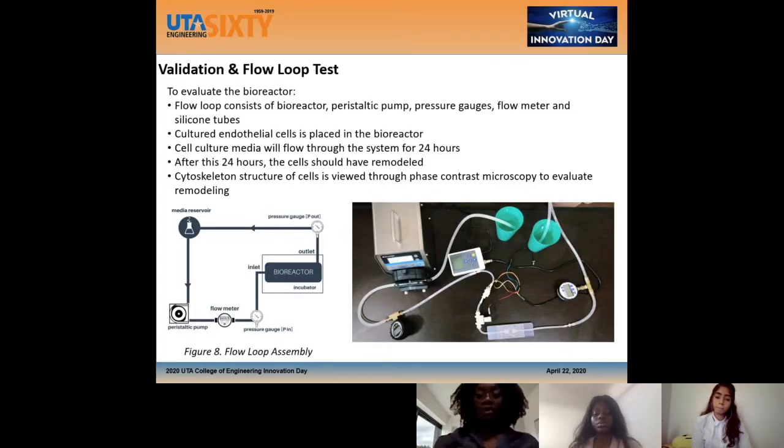For the flow system, it consists of a bioreactor, a peristaltic pump, pressure gauges, a flow meter, and silicone tubes. According to the picture on the bottom, figure 8, the flow starts from the peristaltic pump and goes all the way to the reservoir. The cells will be cultured inside of the bioreactor, which will be put inside the incubator. After 24 hours, the cytoskeleton structure of the cells is going to be viewed using phase contrast microscopy to evaluate remodeling.